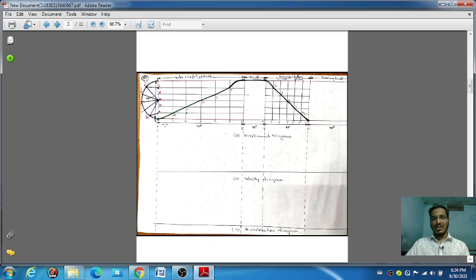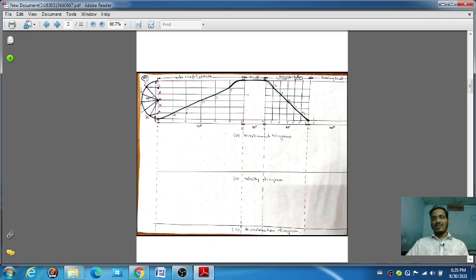The first is outstroke, 120 degree. How will you take 120 degree with a suitable scale? You have to convert this 120 degree into centimeters, so you can take 12 centimeter, from A to S is 12 centimeter. Then 30 degree, with a suitable scale, is 3 centimeter. Then after that, T to P is 60 degree, so you have to take 6 centimeter.